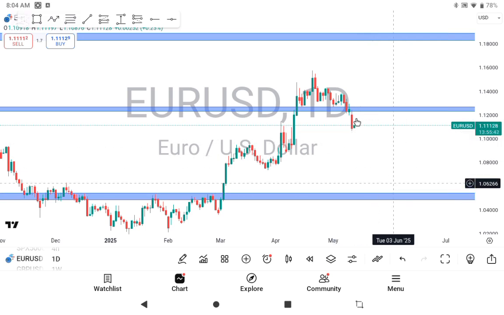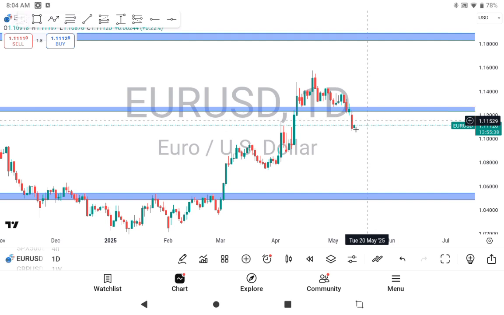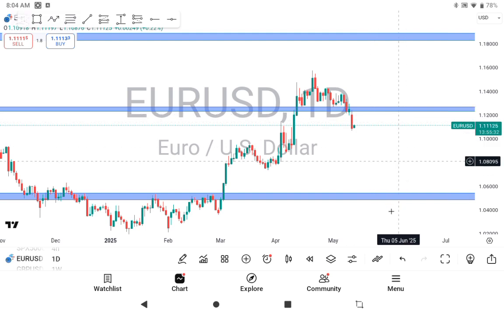It has to pull back. Previous level of support has to turn strong resistance. The pullback will activate it to be resistance, giving us a setup to jump in for a sell on Euro USD.